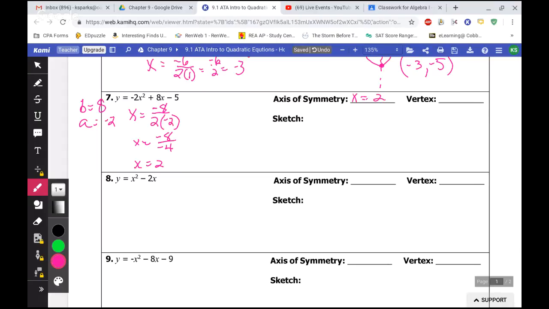And now I'll take that x equals 2 to find out my y coordinate for my vertex.